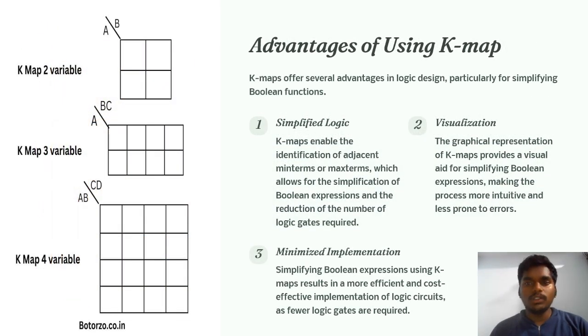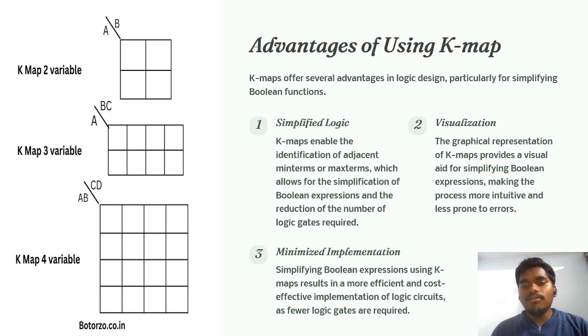Advantages of using K-maps. K-maps offer several advantages in logic design, particularly for simplifying Boolean functions. First, simplified logic. K-maps enable the identification of adjacent minterms or maxterms, which allows for the simplification of Boolean expressions and the reduction of the number of logic gates required.